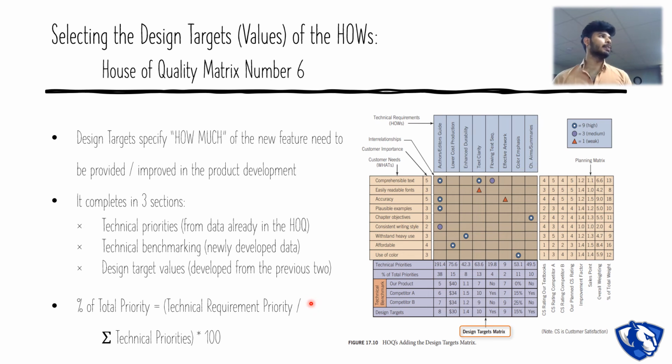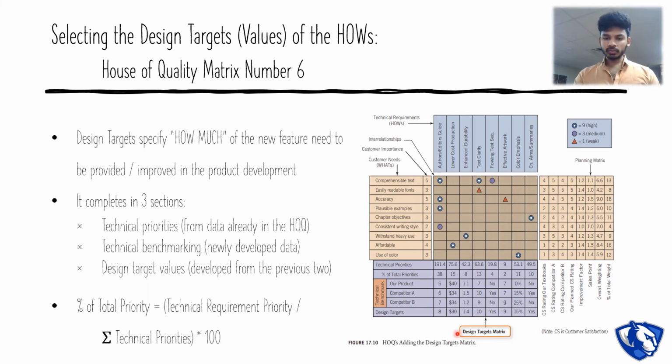So in order to be a successful product in the market, we need to be one step ahead of all the competitors. So we are targeting in our design specification the author's guide 8, cost of production will be $30, and enhanced durability will be 1.4, and 10 for the text clarity, and flowing text sequence will be yes, and effective artwork will be 9, and color emphasis will be 15%, and chapter aims and summaries will be yes. So this is all about design targets.